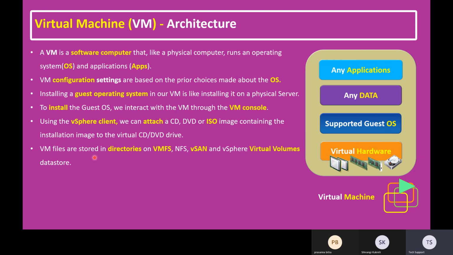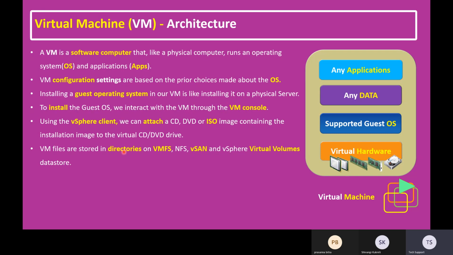Okay, and the virtual machines are stored in a directory format. Directory is nothing but a virtual machine folder. Every virtual machine has one folder. If you have three VMs, VM1, VM2, VM3, and you log into the data store and browse it, you can find a folder for VM1, another folder for VM2, and another folder for VM3. That folder we can also call a directory.